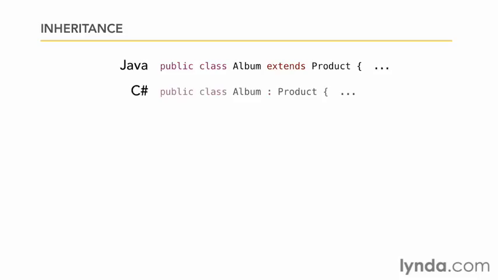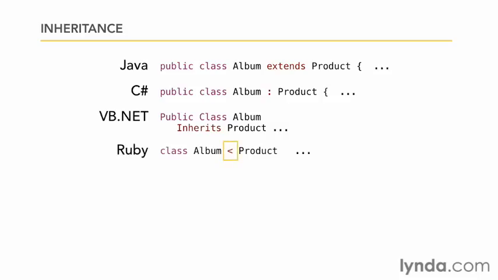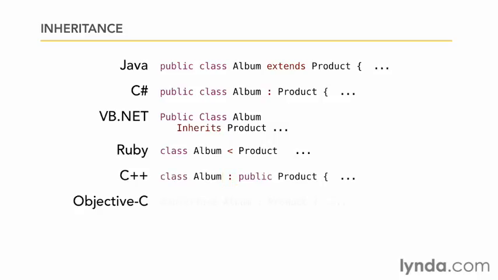In C#, we'd use a colon. This is a very common way to denote inheritance. Album inherits from product. In VB.NET, we actually use the word inherits. Ruby's a little different. It uses the less than sign to say that album inherits from product. C++ uses the colon, as does Objective-C. So taking this first basic idea of inheritance between languages really is a very minor syntax change.